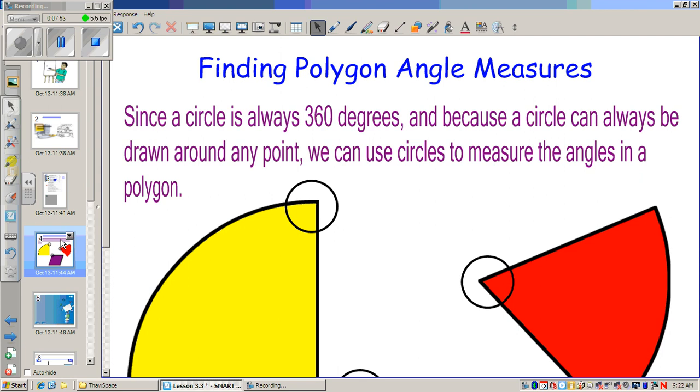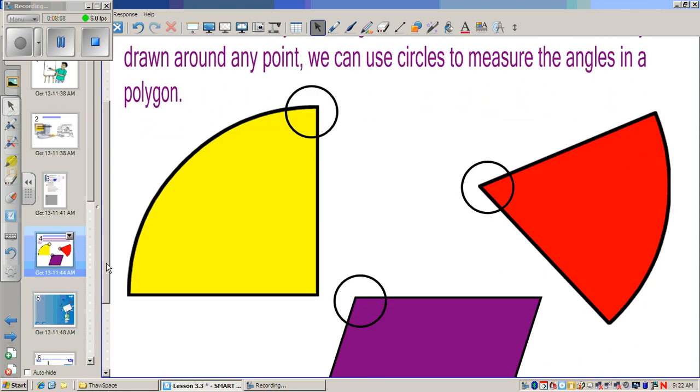It says finding polygon angle measure. Since a circle is always 360 degrees, and because a circle can always be drawn around any point, we can use circles to measure the angles in a polygon. So it's circled each of the polygons as to what we're measuring.